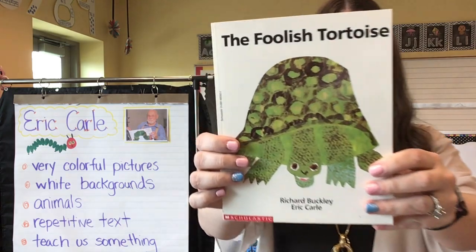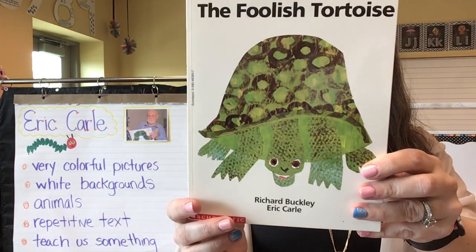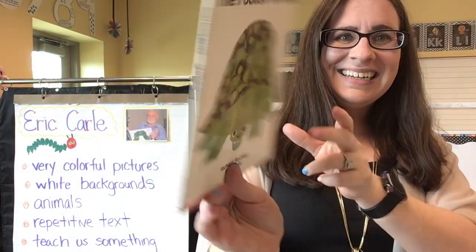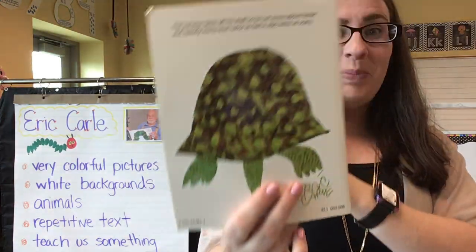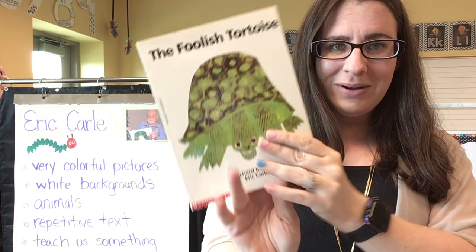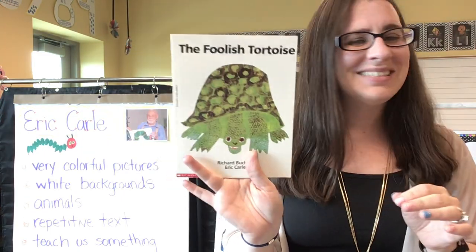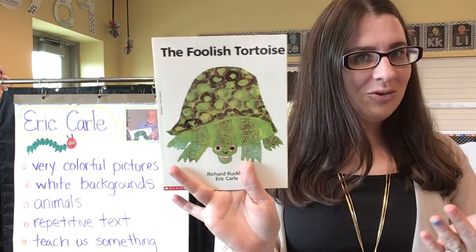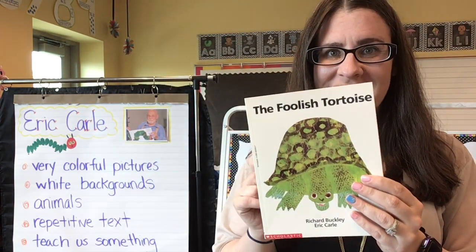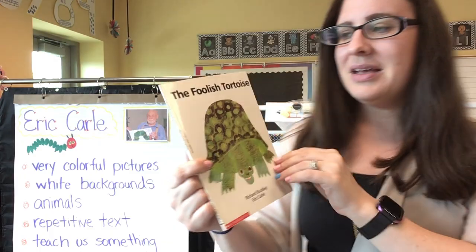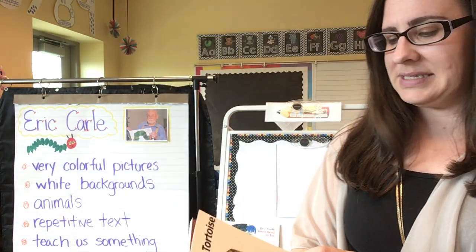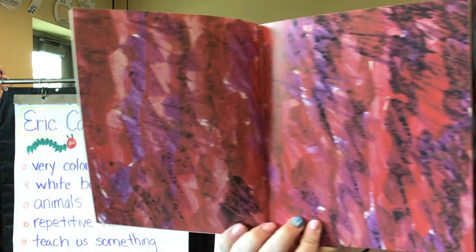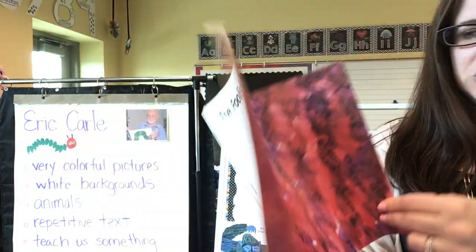So he illustrated the front cover, right, of The Foolish Tortoise. Now look at the back cover. Isn't that silly? The front of the turtle and the back of the turtle. The front of the book and the back of the book. So sometimes he does fun stuff like that. So that's just an idea of something that you can do with your book. I think I'm going to try this today when I write my book. So The Foolish Tortoise. Let's see what happens. Oh, he always does this at the beginning and end of his books, doesn't he? He puts those really cool designs.